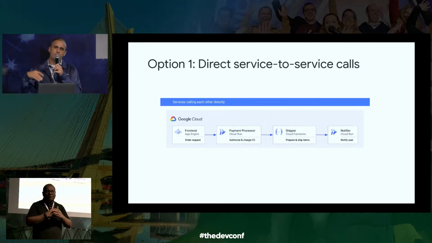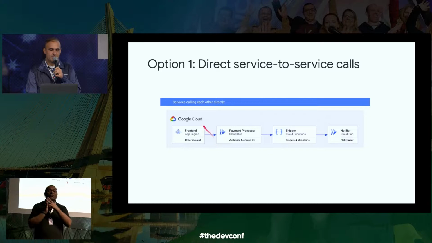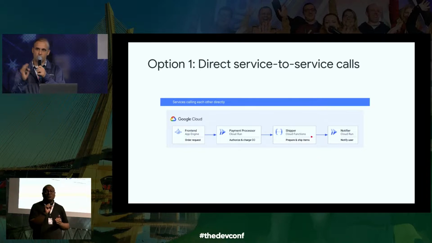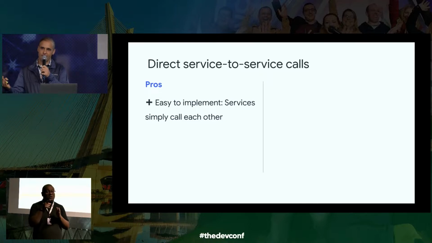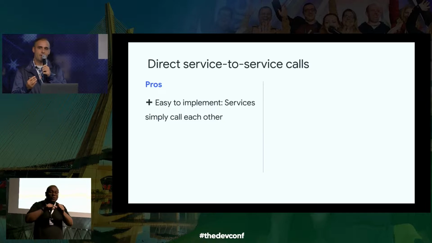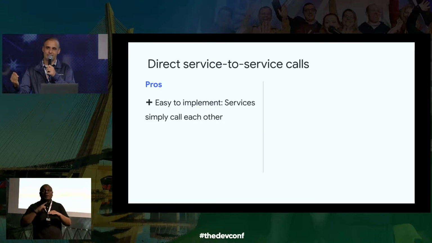Of course, in a real application, you probably have many more services, but I'm trying to simplify it here a little bit. So in this model, each service just calls the next service in the chain. The front end knows about the payment processor, which knows about the shipper, and so on and so forth. So it's service-to-service calls. Now, the positive thing about this model is that it's very easy to implement, right? All you need to worry about is, this is service A, it needs to call service B, and service B has to call service C. So it's very easy to think about and very easy to implement.